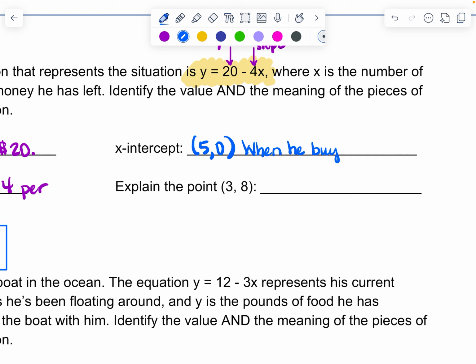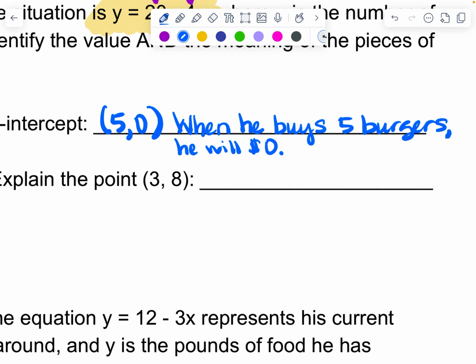So when he buys 5 burgers, he will have $0. If you want to say Damien will run out of money after buying 5 burgers, that is totally the same concept, so I would be fine with that as well.